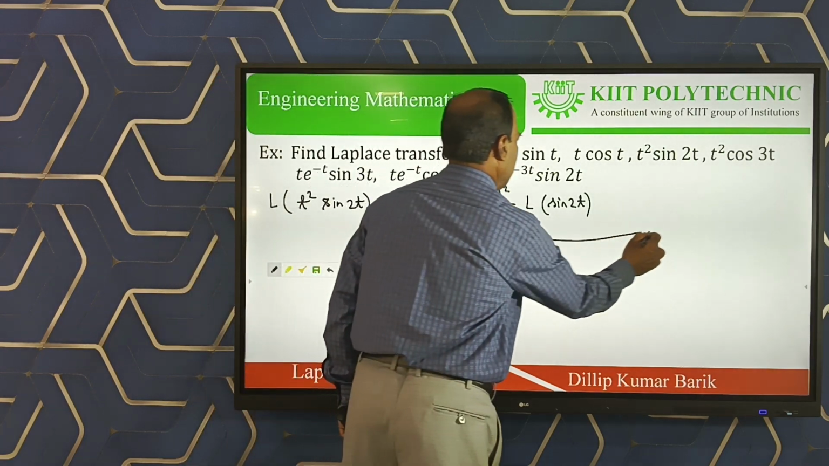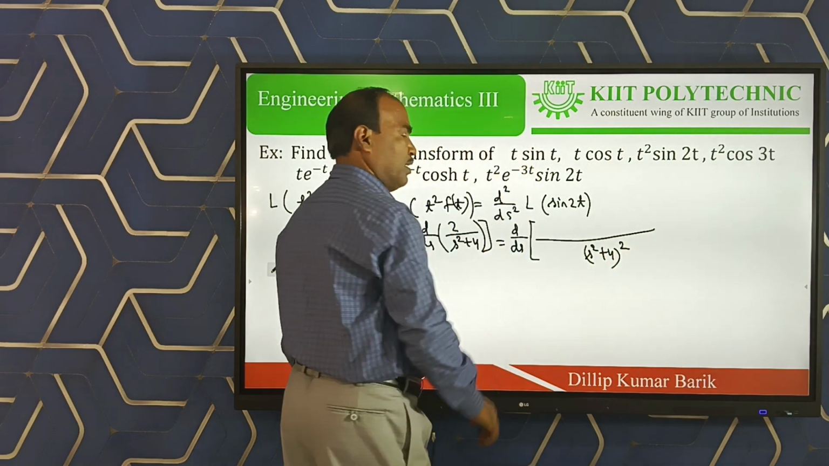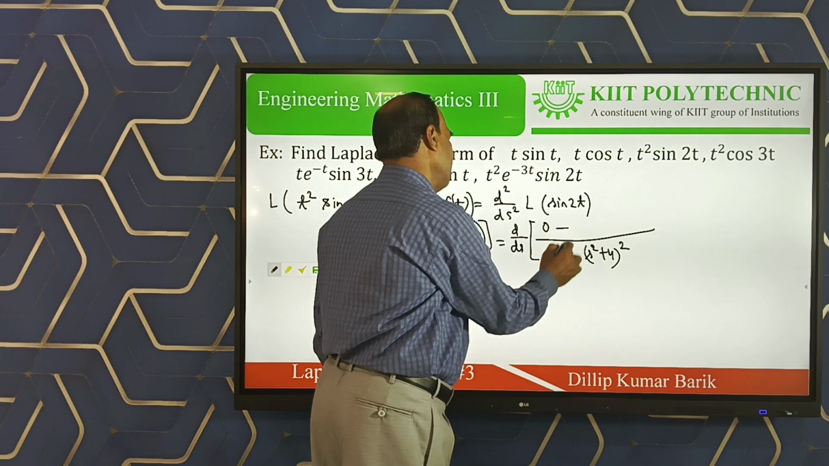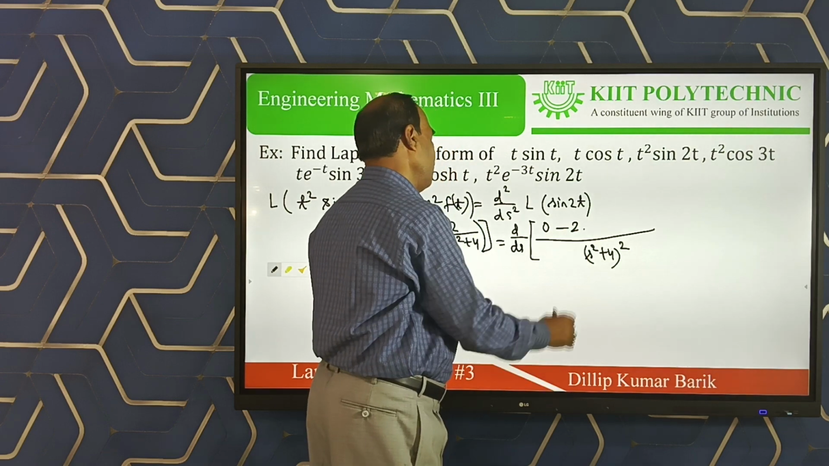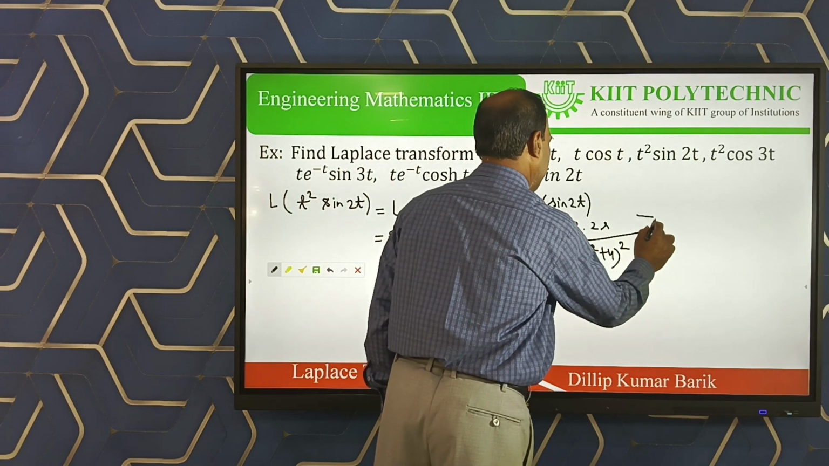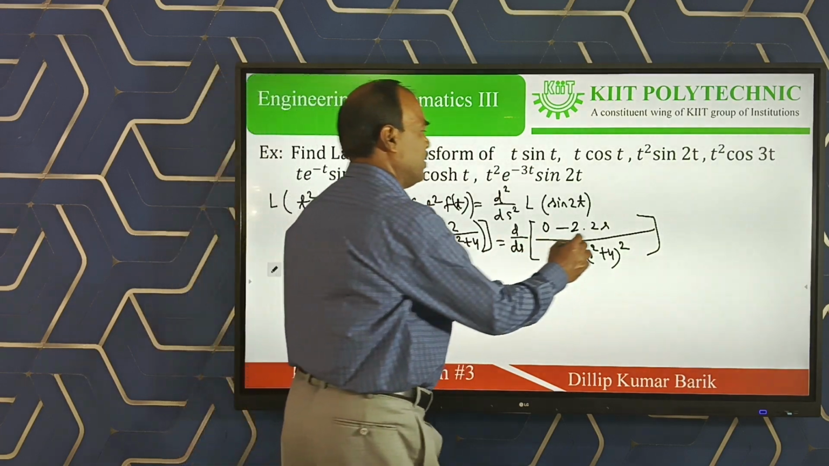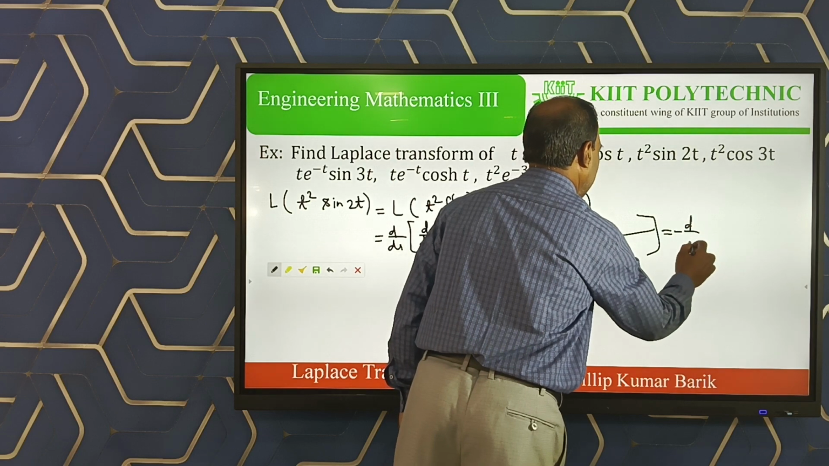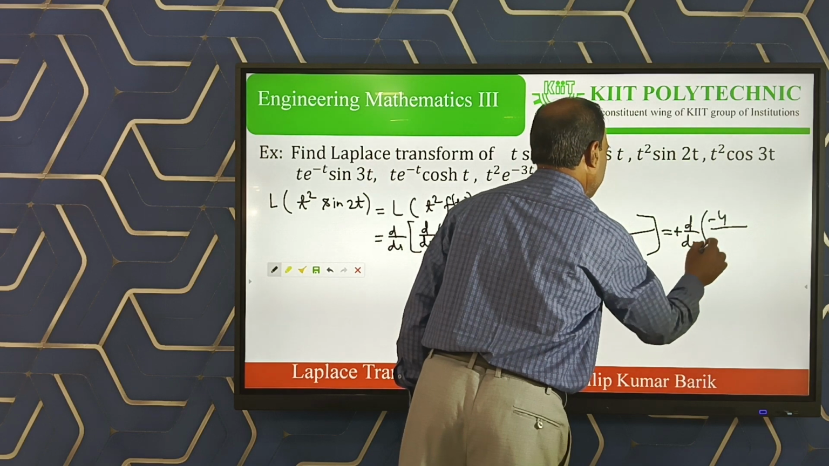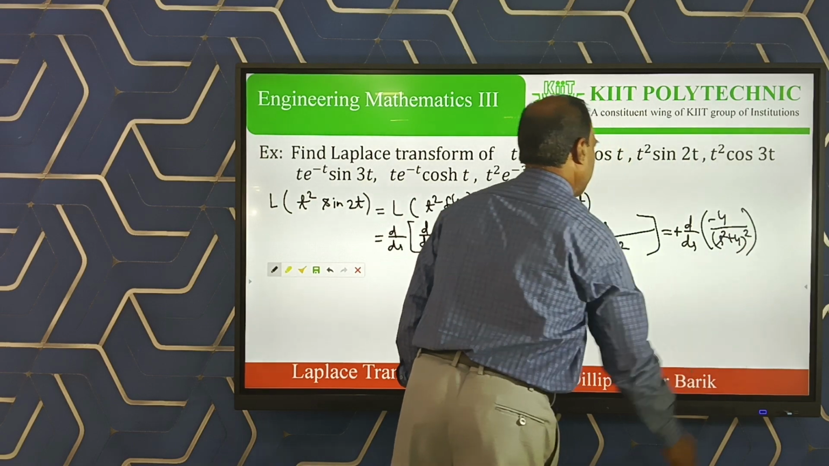This is again your usual division rule, s square plus 4 whole square, using the u by v rule again. The derivative of u, meaning 2, is 0, multiplied by something is 0, minus u, meaning 2, into the derivative of s square plus 4, which is nothing but 2s, bracket close. Clear? So using the division formula, this is the answer, but this is not the final answer. It is nothing but again minus derivative of minus 4s by s square plus 4 whole square.